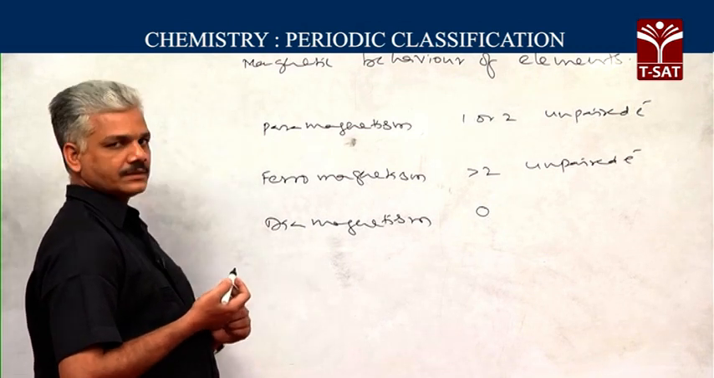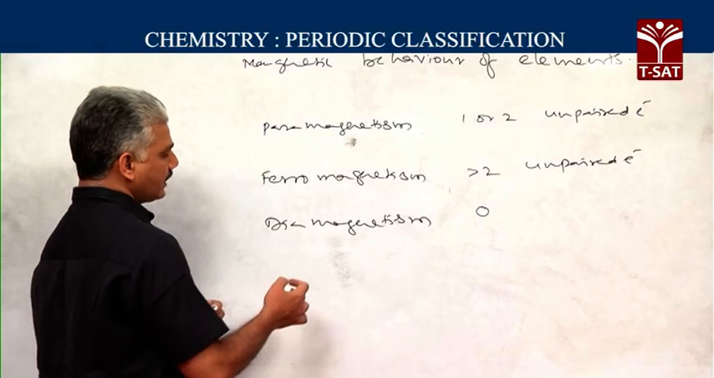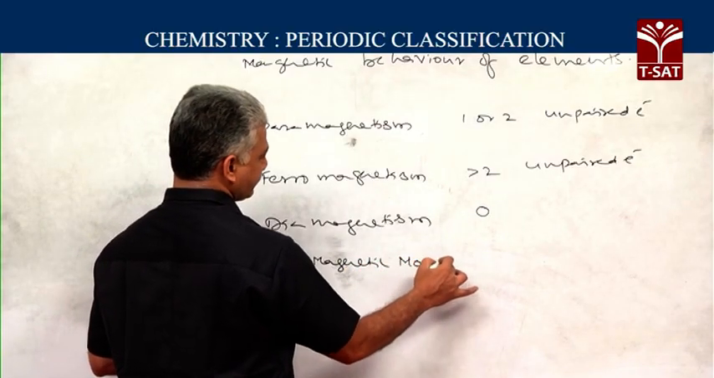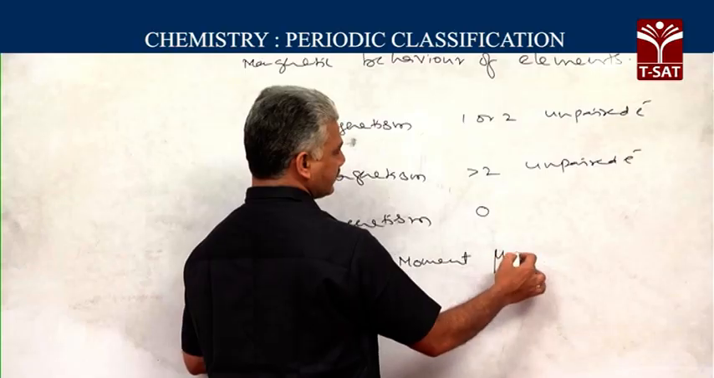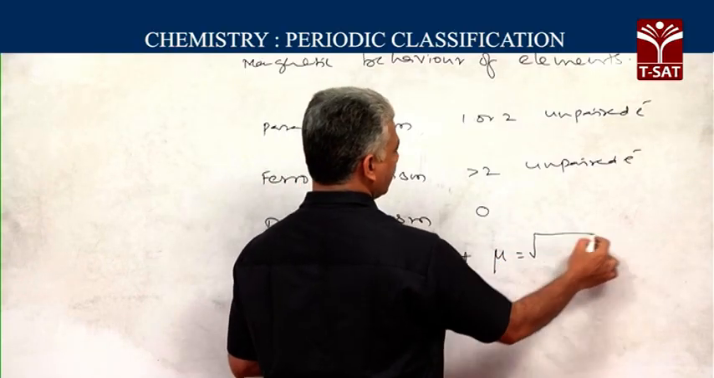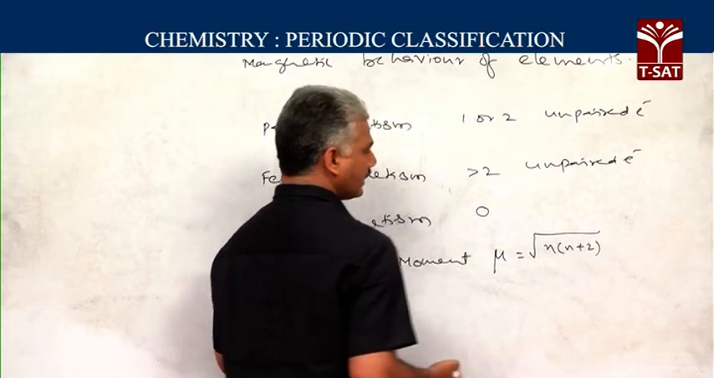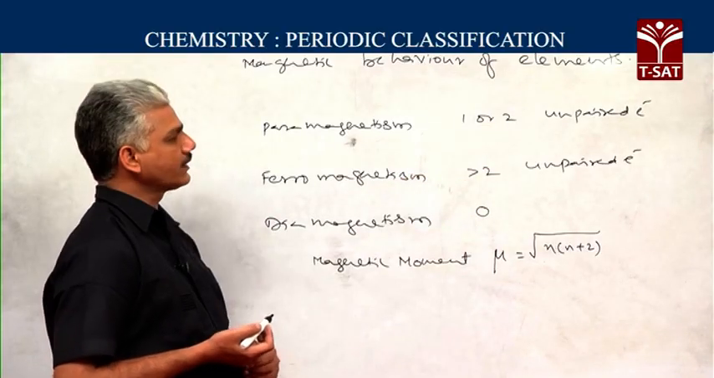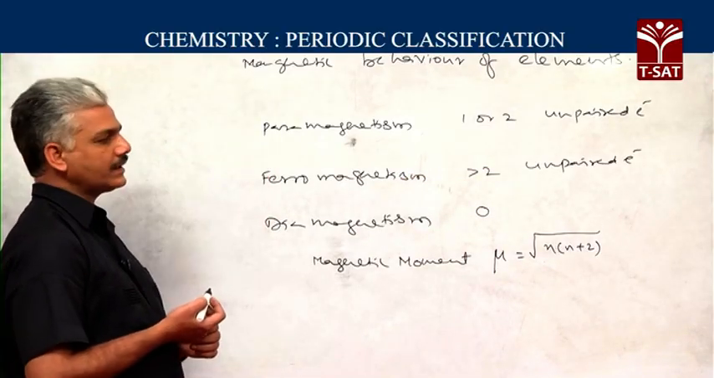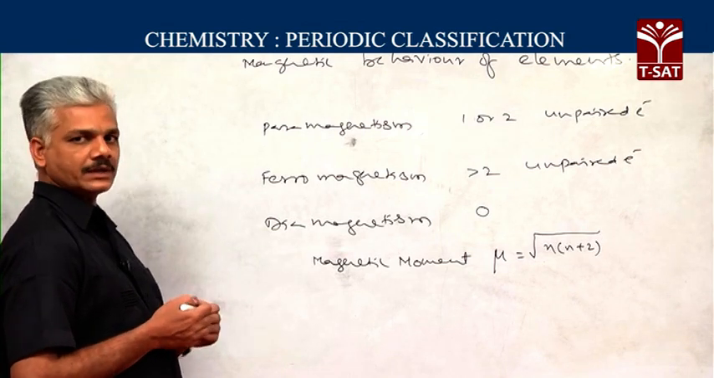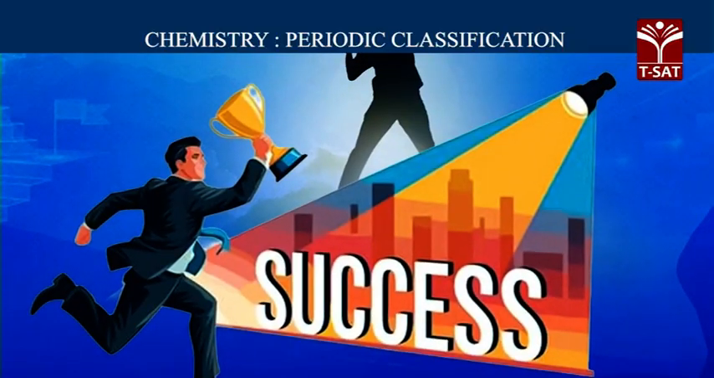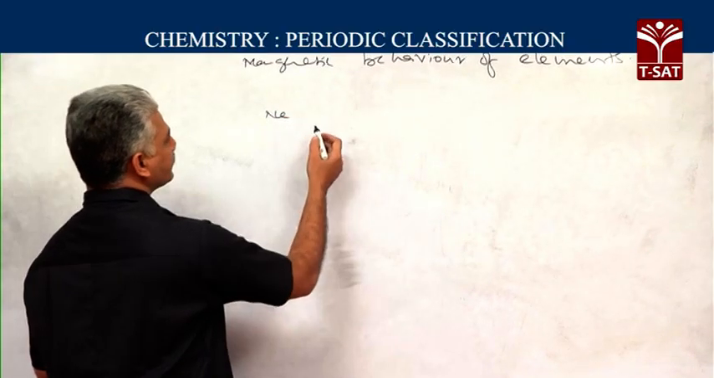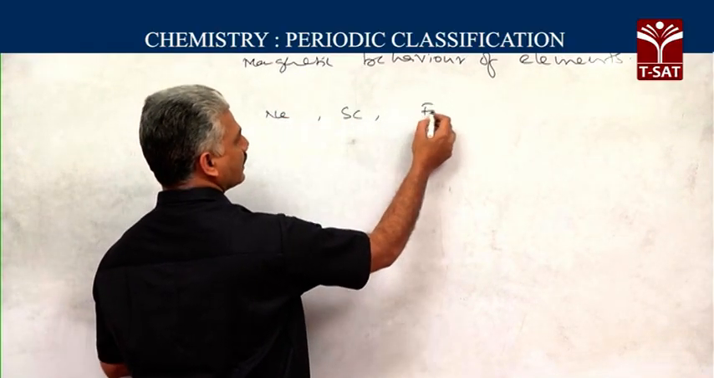The strength of magnetism is expressed in terms of a quantity called magnetic moment. Magnetic moment is denoted with the symbol mu and is calculated using the relation square root of n into n plus 2, where n stands for the number of unpaired electrons. Now, how to identify the nature of an element given its electronic configuration or atomic number? Say, for example, identify the nature of the following elements: neon, scandium, iron.